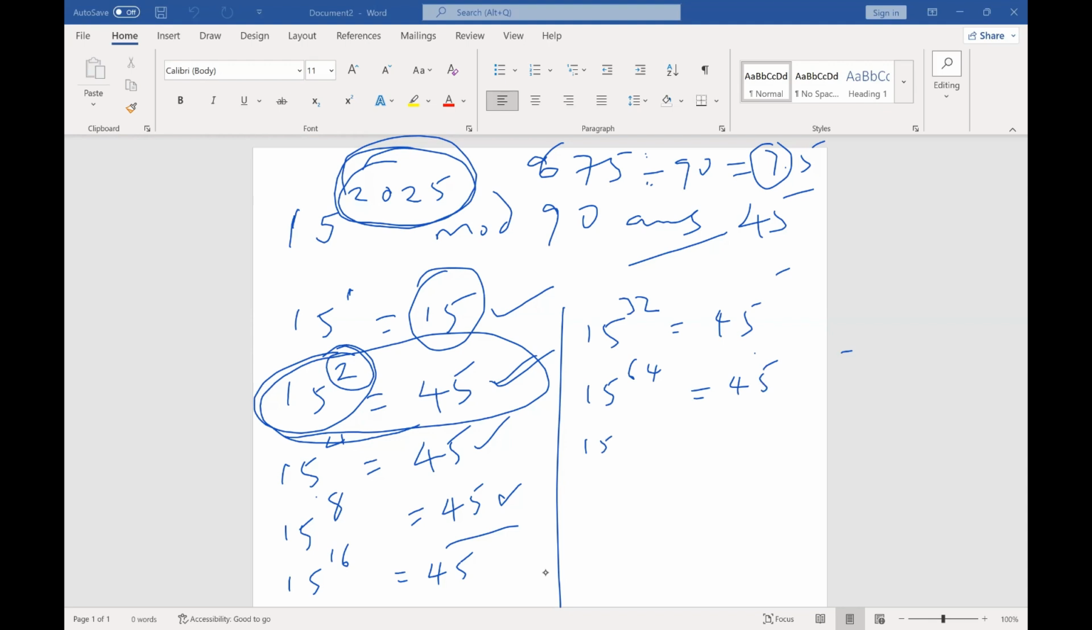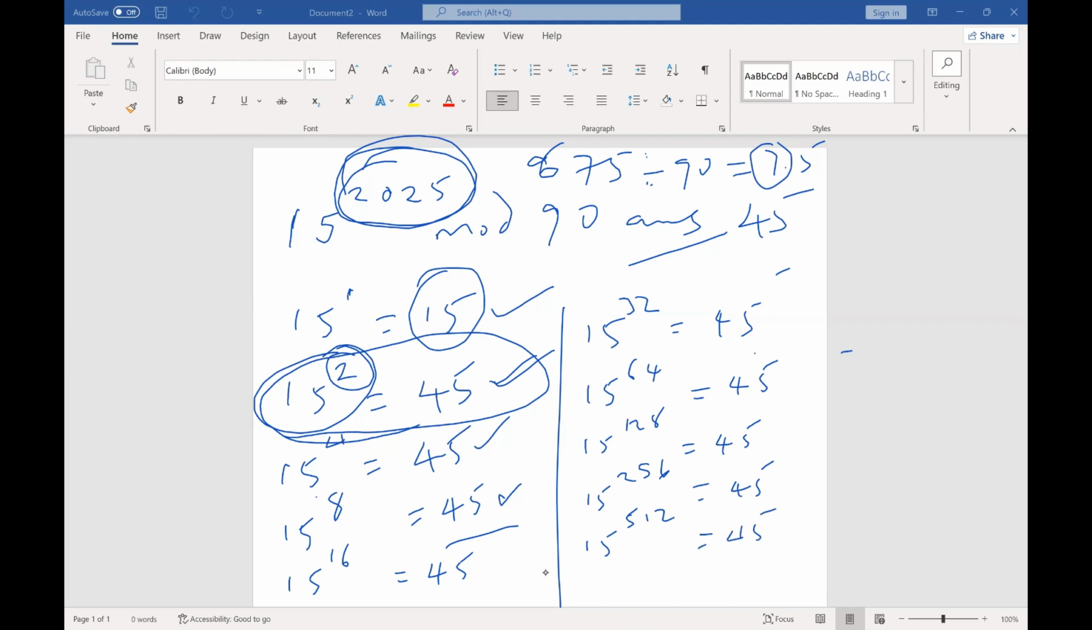Square again, you have 128, and that will give us 45. Square this, 128 times 2 gives you 256, and this one gives you 45. Square again, 256 times 2, that gives you 512, and this gives you 45.